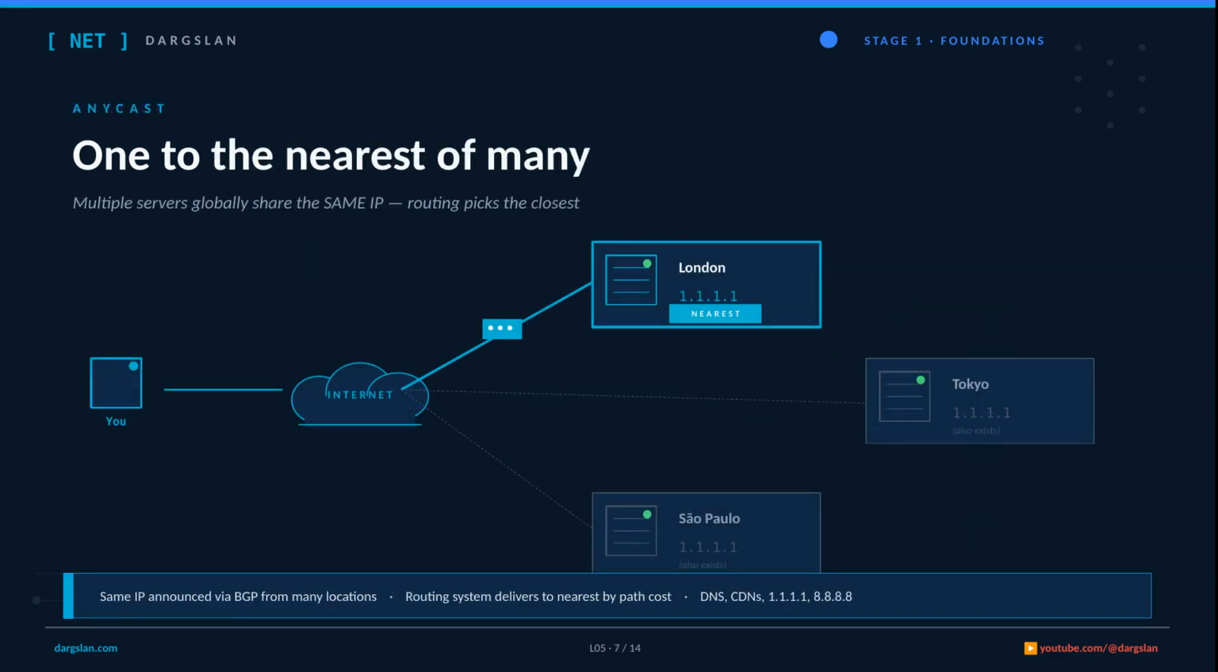That brings us to our fourth and final cast type, anycast. Here, multiple servers scattered across the globe all advertise the exact same IP address. In our example, 1.1.1.1 lives in London, Tokyo, and São Paulo simultaneously. When you send a packet, the internet's routing system, driven by BGP, simply delivers it to whichever location is closest by path cost. It's the trick behind public DNS resolvers like 1.1.1.1 and 8.8.8.8, and behind virtually every modern CDN.